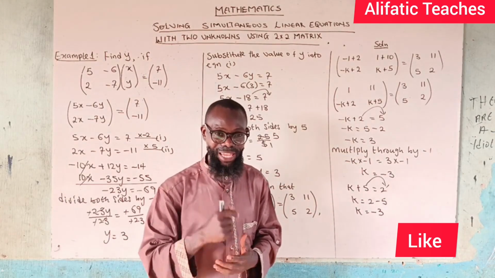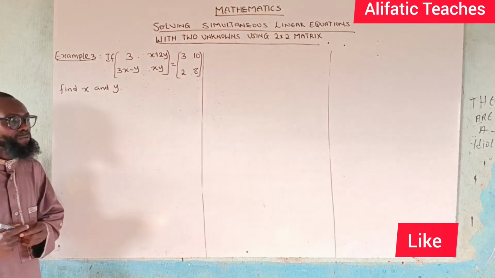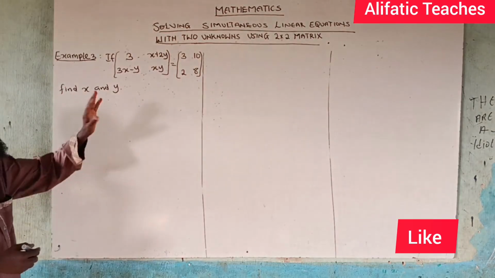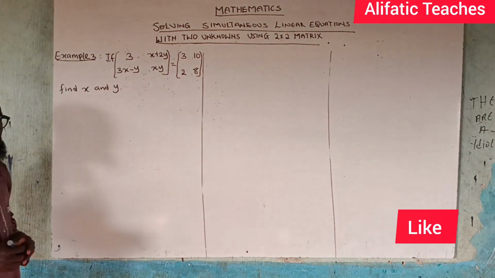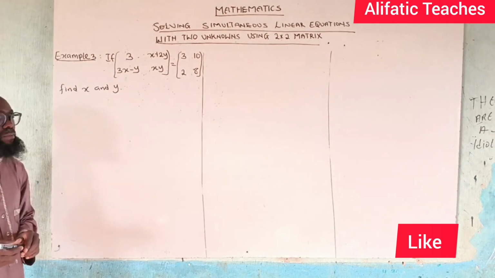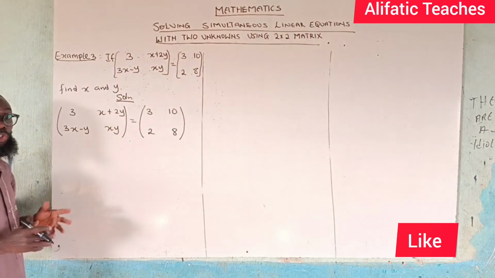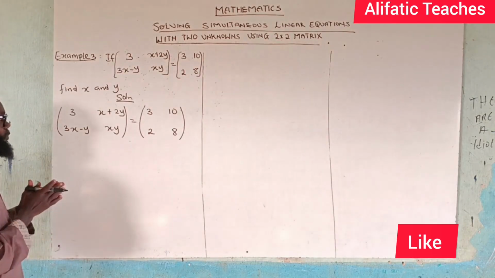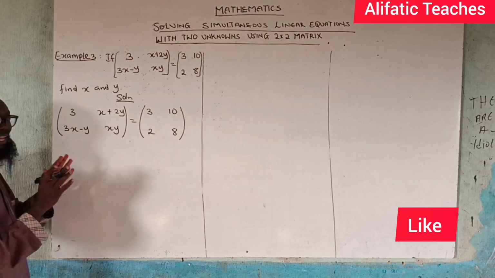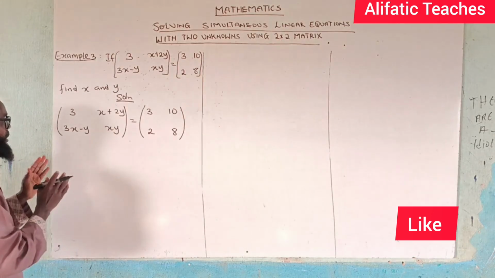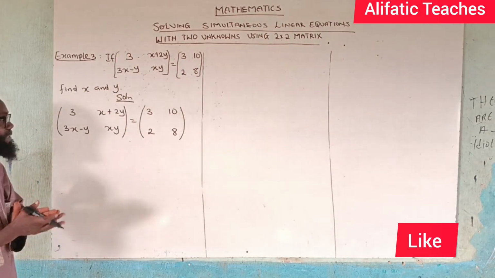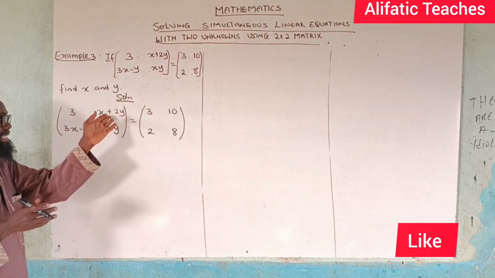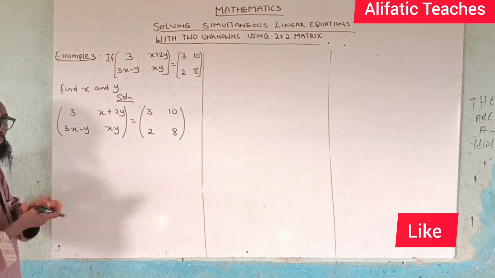So let's check another example. Example 3. If this matrix equals this matrix, find x and y. Now, we want to solve this. This is a direct equation. This has been done already. It's just for us to equate. This contains x and y.